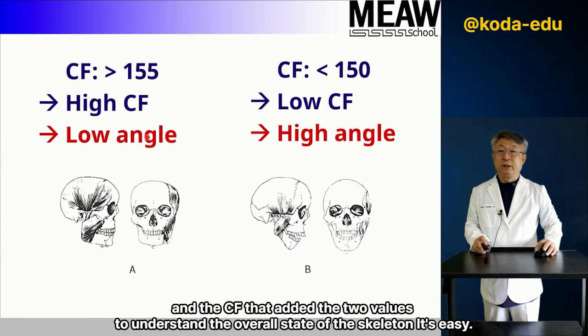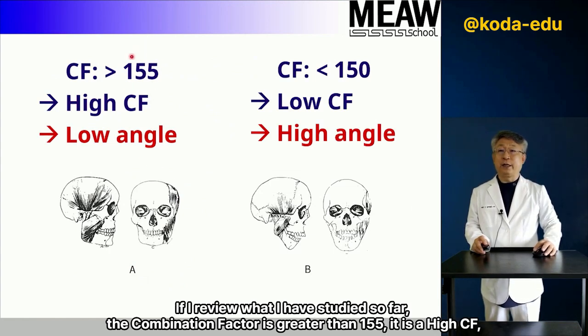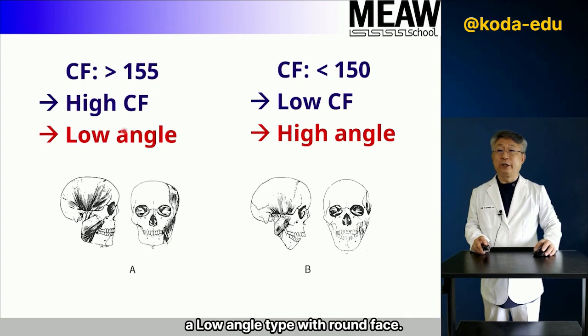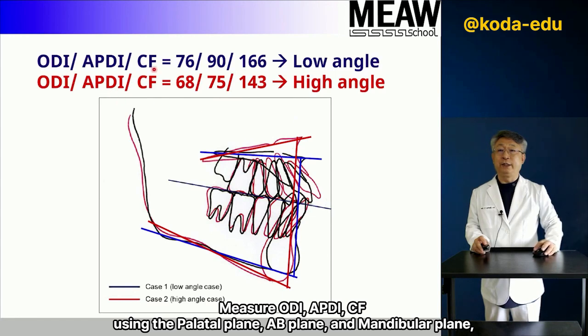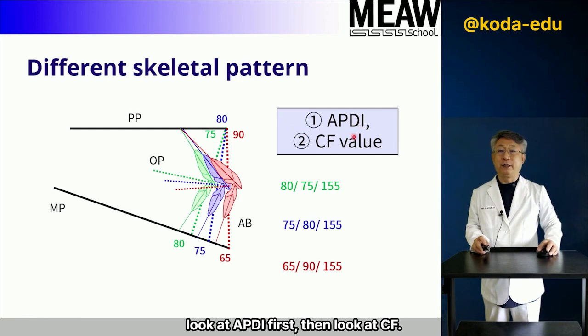It's easy. If I review what we have studied so far, if the combination factor is greater than 155, it is a high CF, a low angle type with a round face. If the CF is less than 150, it is a low CF, a high angle type with a long face. Measure ODI, APDI, and CF using the palatal plane, AB plane, and mandibular plane. Look at APDI first, then look at CF.